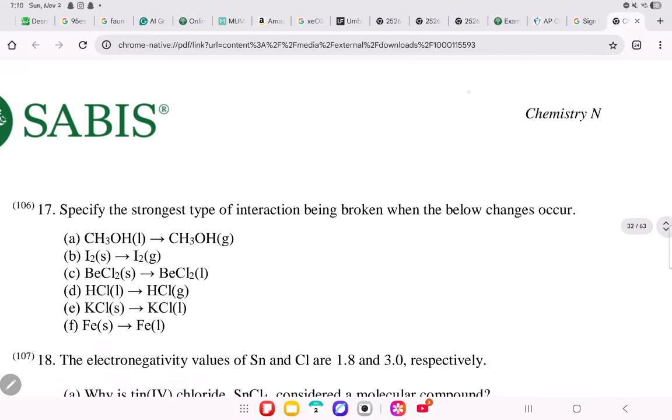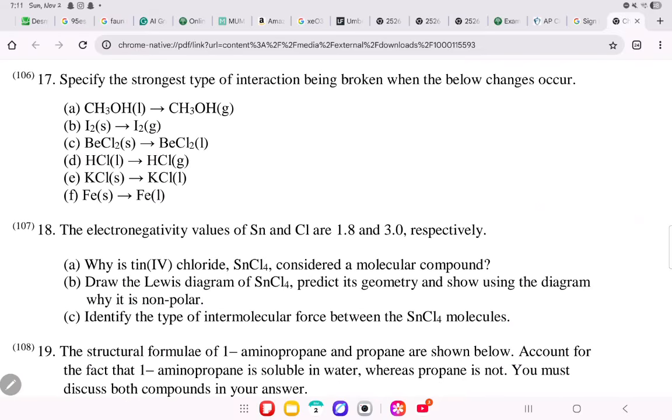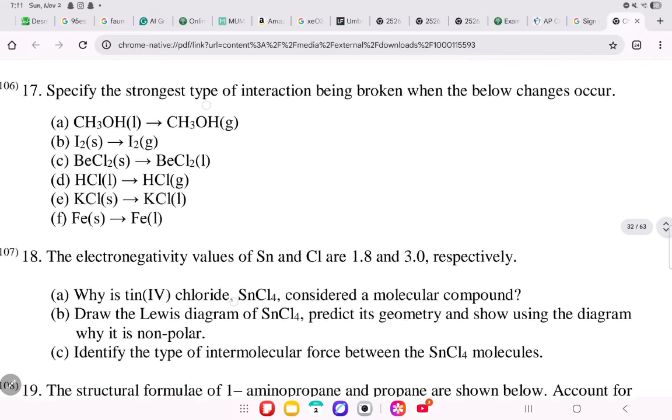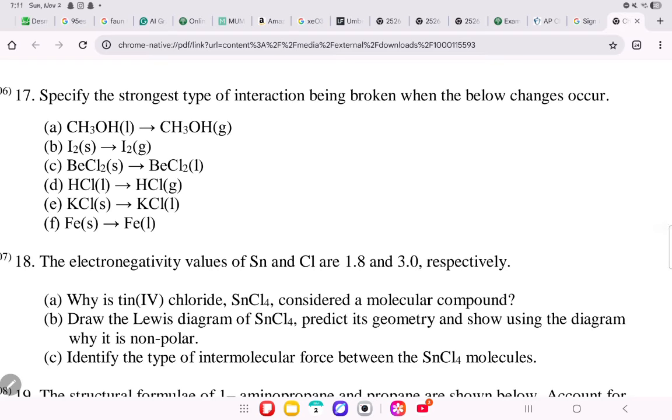We move on to question number 17. They said specify the strongest type of interaction being broken below when the following changes occur. So looking at them all, you see that they are state changes, meaning that they're all going to be intermolecular forces, except for one of them, which is over here, and we're going to discuss it later when we reach it, okay? First thing we reach over here is we see hydrogen with oxygen.